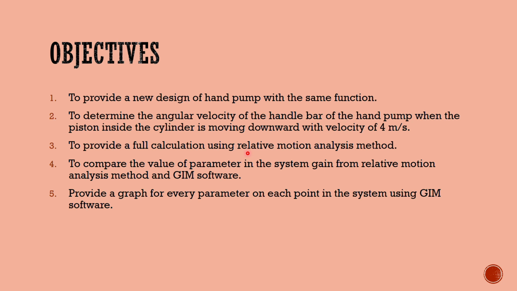The relative motion analysis method is about getting the final answer from the problem statement, which is the angular velocity of the handlebar of the hand pump, by using manual calculation. The next objective is to compare the value of parameters in the system gained from the relative motion analysis method and GIM software. The last objective is to provide a graph for every parameter on each point in the system using GIM software.